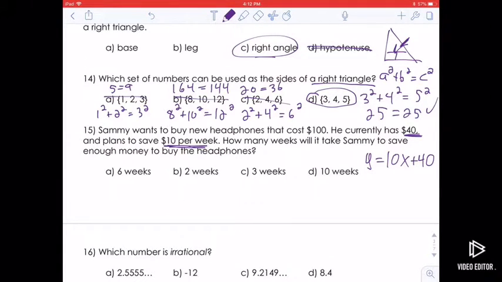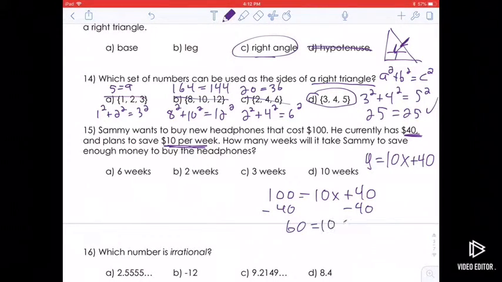If my headphones cost $100, I'm going to set this equal to 100, and then I can go ahead and solve for x. I subtract 40 from both sides. 60 equals 10x, divided by 10, x equals 6.